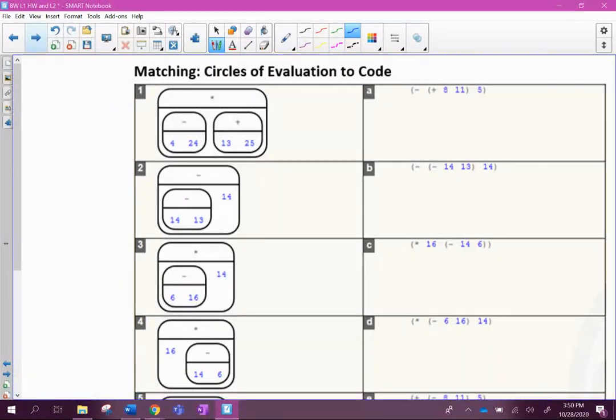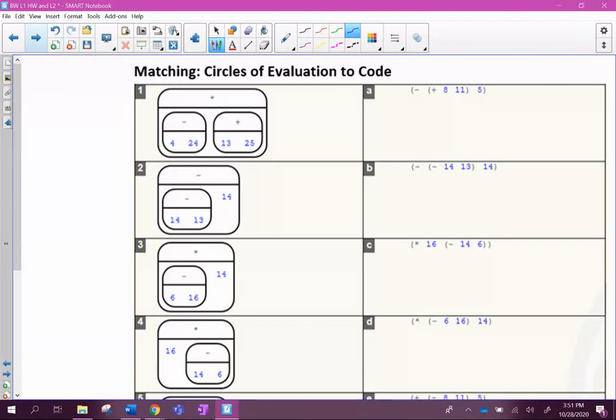On the next page, you're going to see some more matching. So I want you guys to take a couple minutes, see if you can match the circle of evaluation with its code written on the right, okay? So take a couple minutes, see if you can match these, and then come back and check your answers.